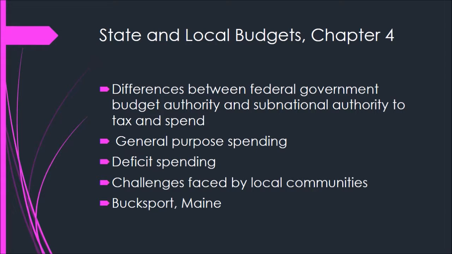Chapter 4 looks at differences between the federal government budget process and the authority and subnational authority to tax and spend. Subnational governments, including state and local governments, operate in open economies. Economic activity and population served can easily move across jurisdictional boundaries. In other words, if you live in Alabama and you don't like the taxes here, you could move to Florida. If you don't like living in Troy, you could move to Montgomery or anywhere else within the state, and your taxing requirements will likely change.